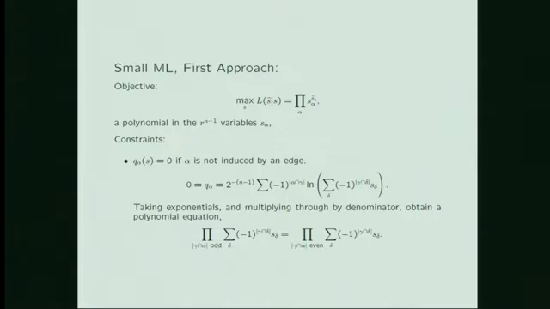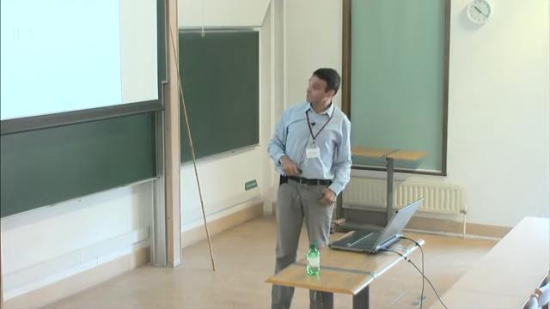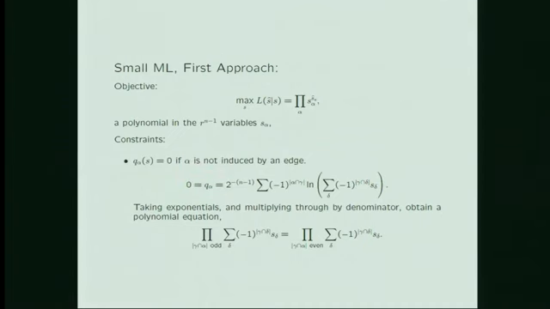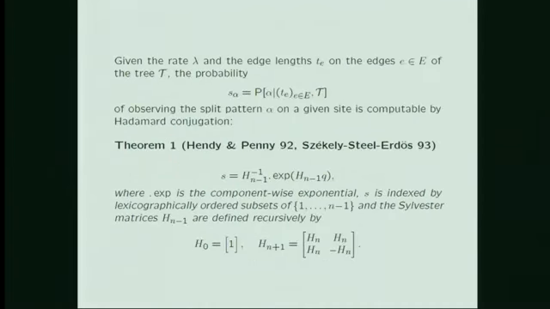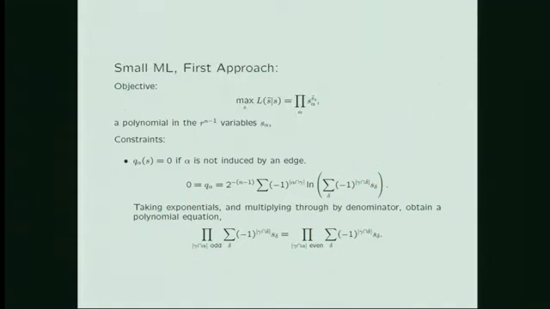And you've got equality constraints in that all these Q alphas that correspond to split patterns alpha that are not induced by an edge must be equal to 0. So Q alpha of S is equal to 0. That turns into a polynomial constraint by setting up the equation in the Hadamard transform and then taking exponentials, and you get a rational expression that must be equal to 1, and then you multiply through by the denominator. So you get polynomial equations which have very special structure.